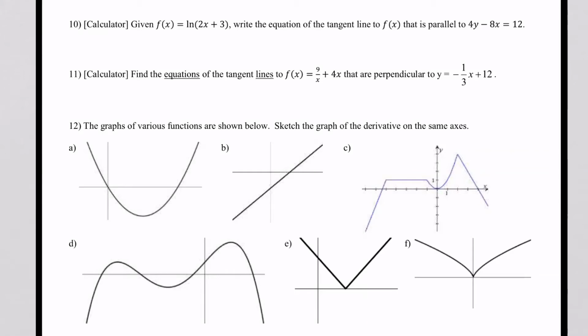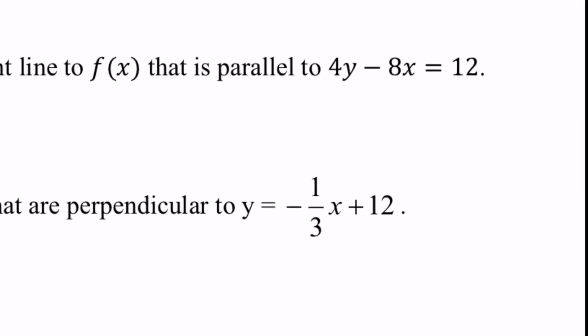Okay, number 10, another calculator problem. Given the function ln of 2x plus 3, write the equation of the tangent line to f of x that is parallel to this weird thing. Well, let's make that weird thing look a little bit better. How about 4y equals 8x plus 12?